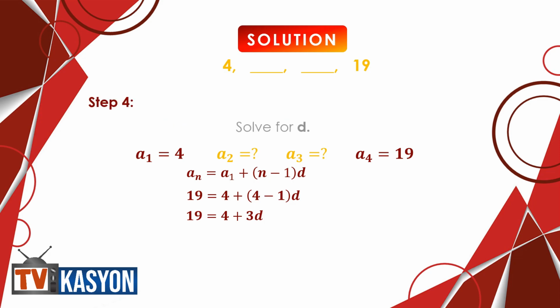Step 4. Solve for d. Using the addition property of equality, I get to write 19 minus 4 equals 3d. 19 minus 4 is 15. Then, divide both sides by 3. 15 divided by 3 is 5. Thus, the value of d is 5.